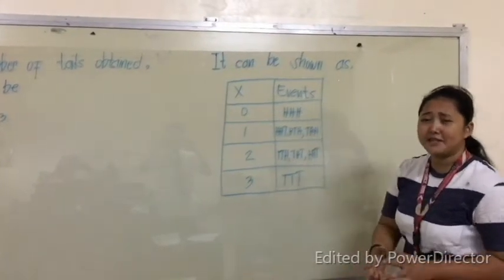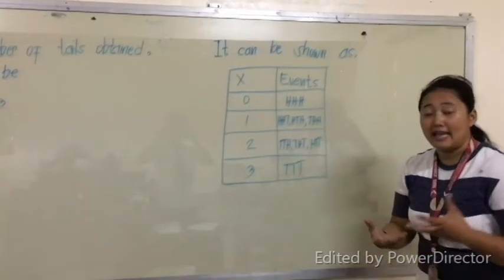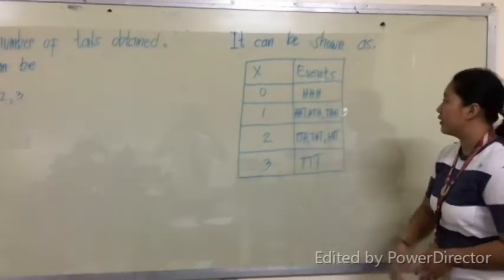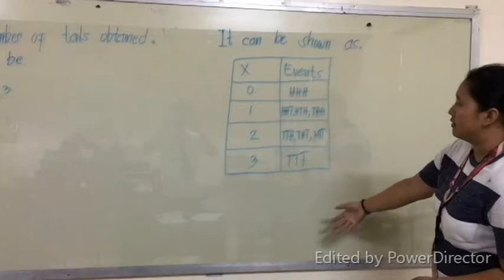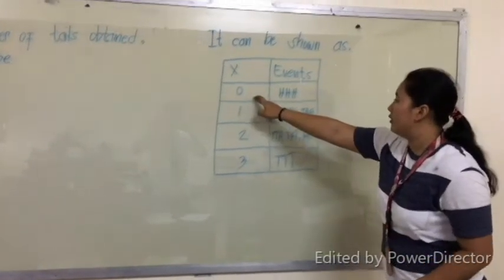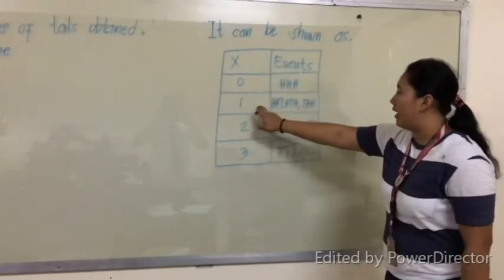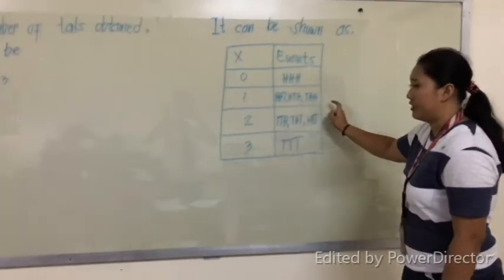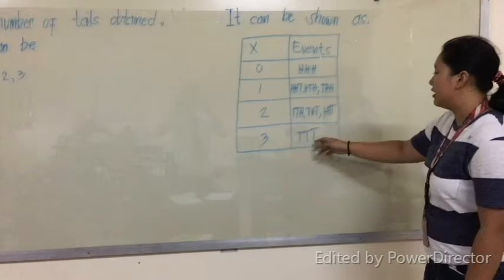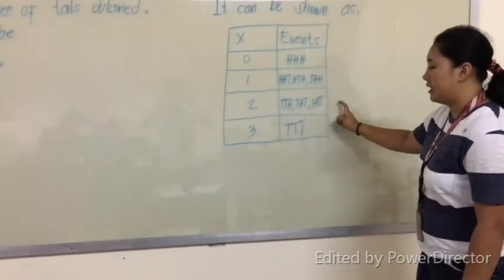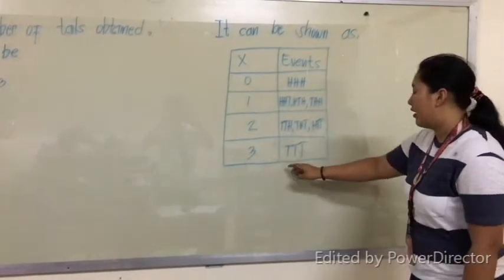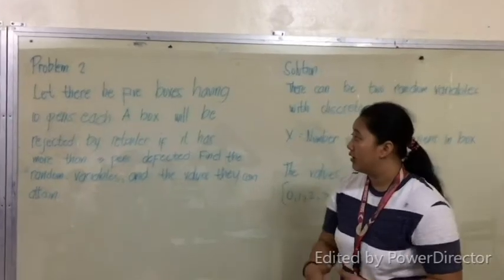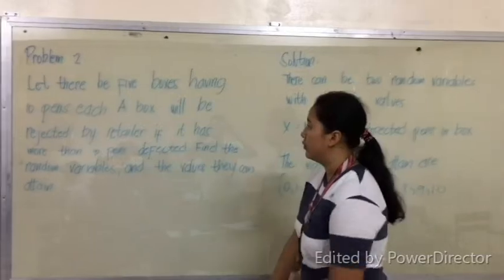So, since it is a discrete variable, it has a limit from 0 to 3. So, events: 0, HHH; 1, HHT, HTH, THH; 2, TTH, THT, HTT; and 3 is only TTT.